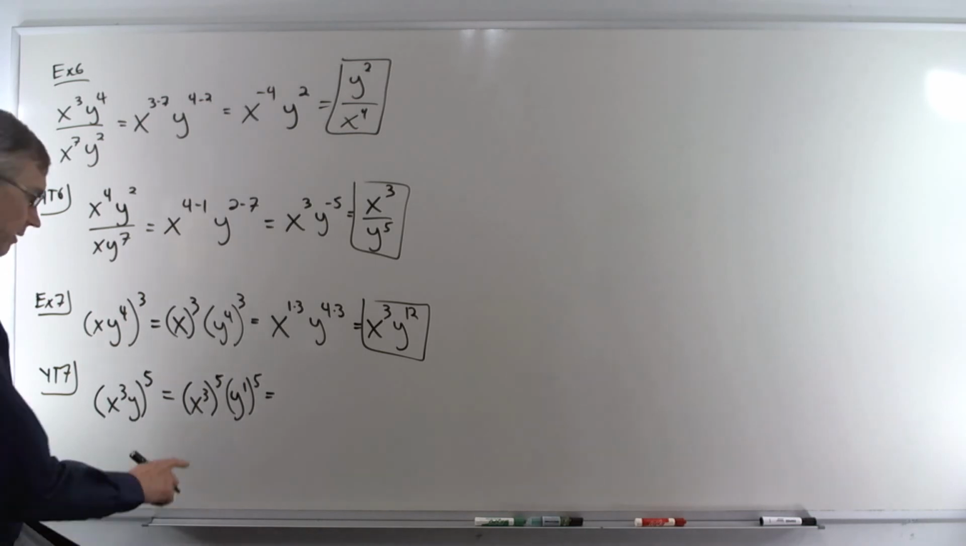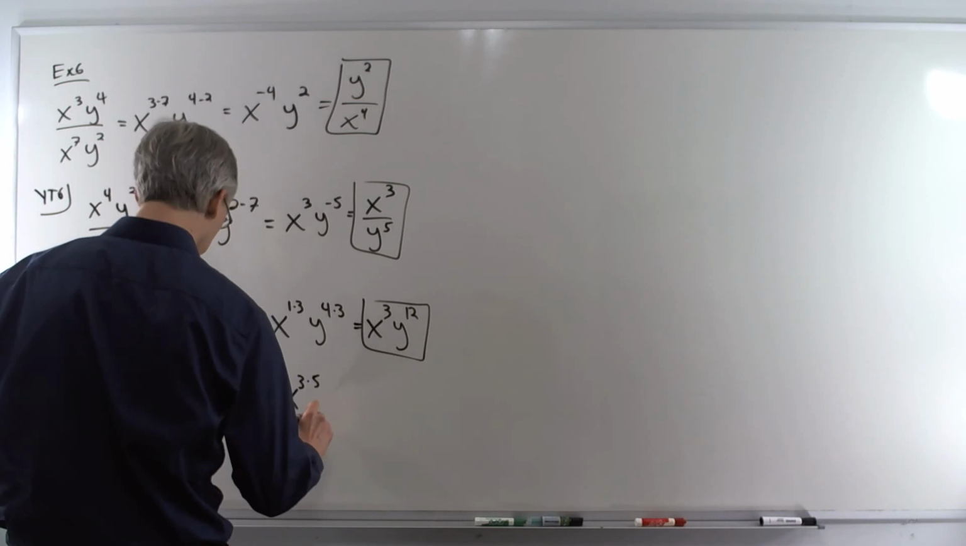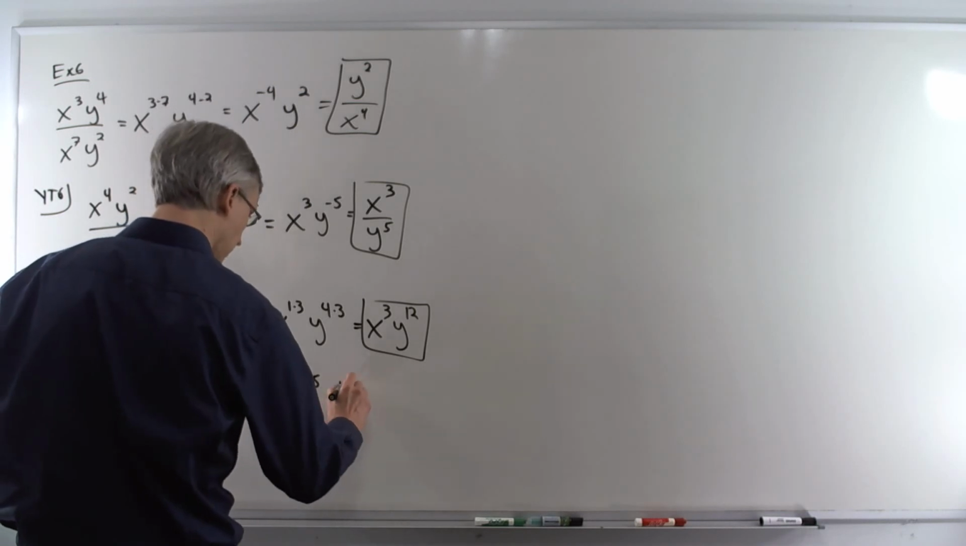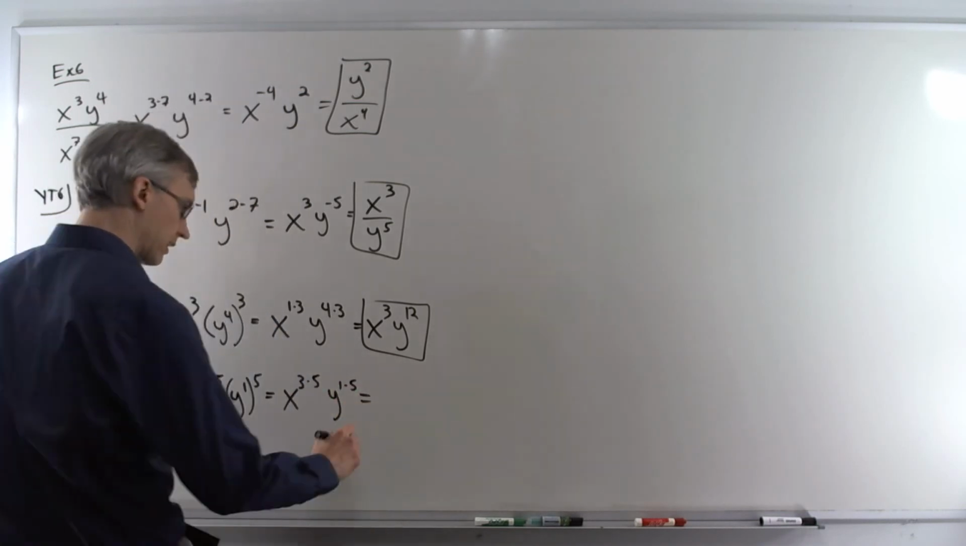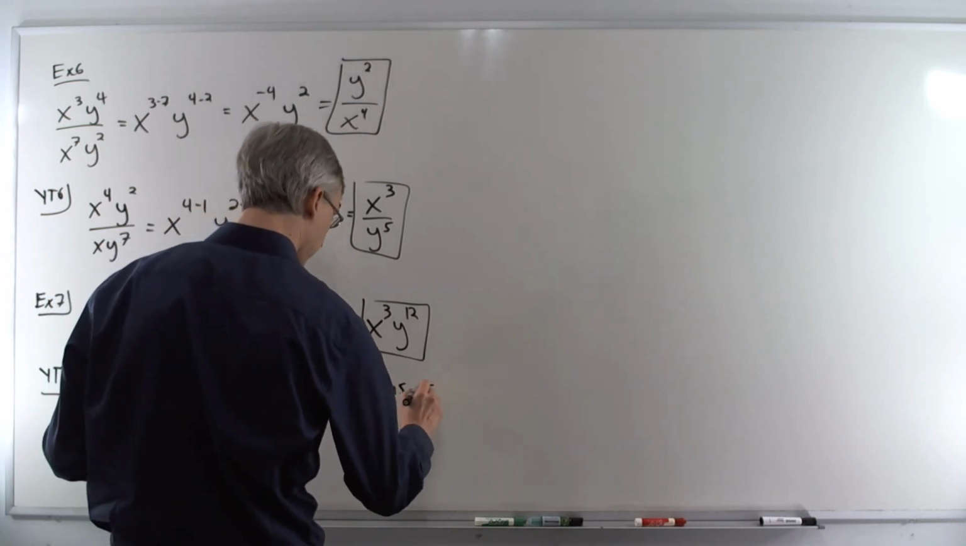Now we use power rule A, power to a power. X to the 3 times 5, y to the 1 times 5. That gives us x to the 15th and y to the 5th.